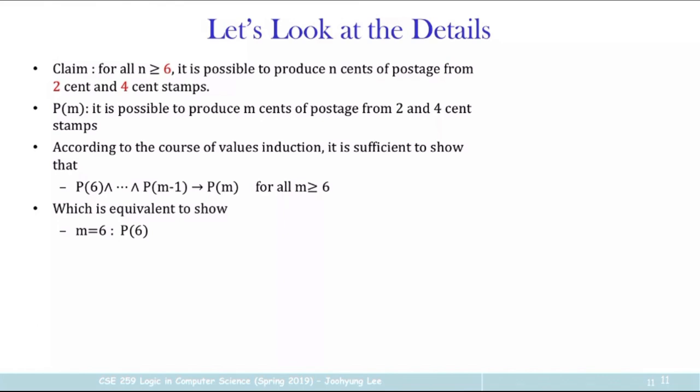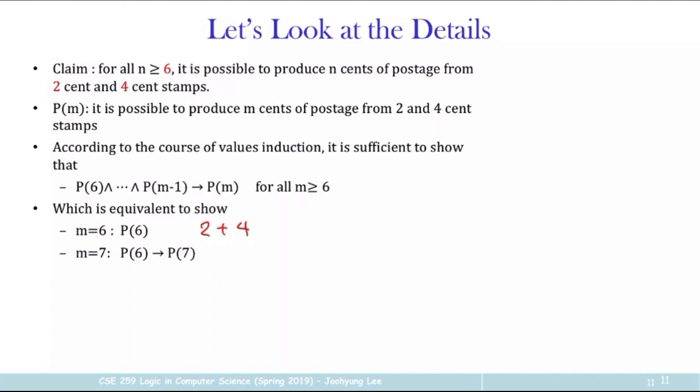Is P of 6 true? Yes. How do we know? We can just show it. We can use 2 cent and 4 cent stamps, so we can do that. M equals 7. Now, if you look at m equals 7, there's an interesting thing going on. The statement here is instantiated this way. How many induction hypotheses do you have? One. This is the induction hypothesis. This is the conclusion that you want to draw.